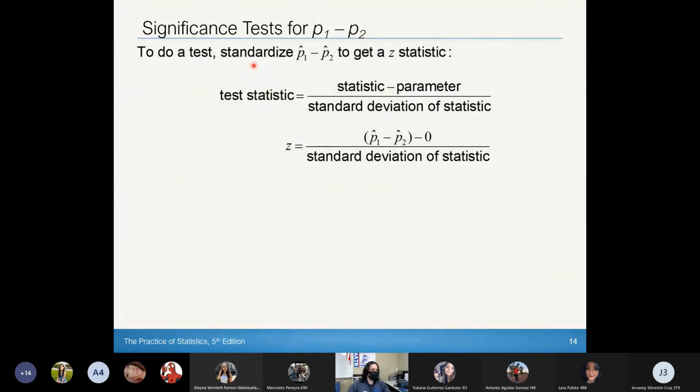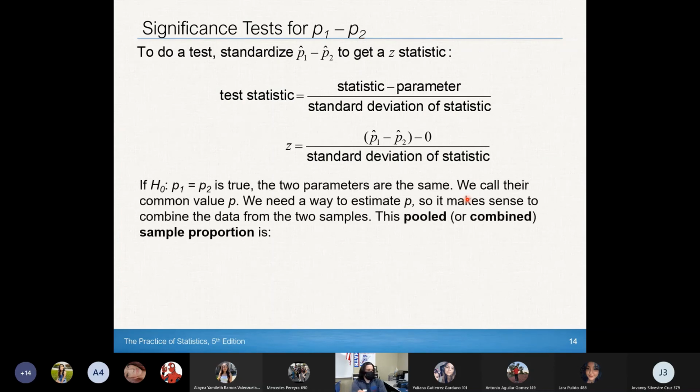To do a test, standardize p hat 1 minus p hat 2 to get a z statistic. Our test statistic is statistic minus parameter divided by standard deviation of statistic. In this case, it'll be z equals p hat 1 minus p hat 2, whatever that difference is, minus 0, divided by the standard deviation of the statistic. And again, our standard deviation should still be that square root of p hat 1 times 1 minus p hat 1, and so on.